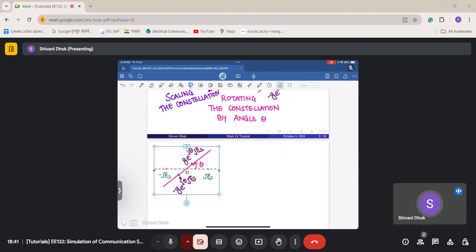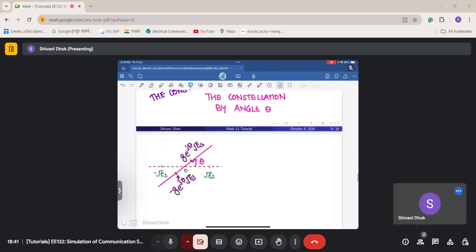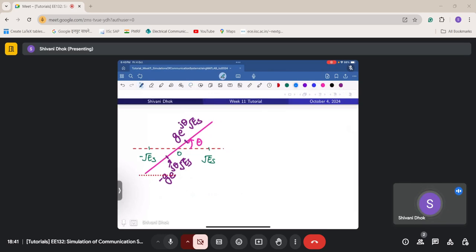Okay, so what we have is this one here. This one here was my transmitted constellation. What do I mean by transmitted constellation? One point of these two was transmitted, and this one here is what I have received constellation.